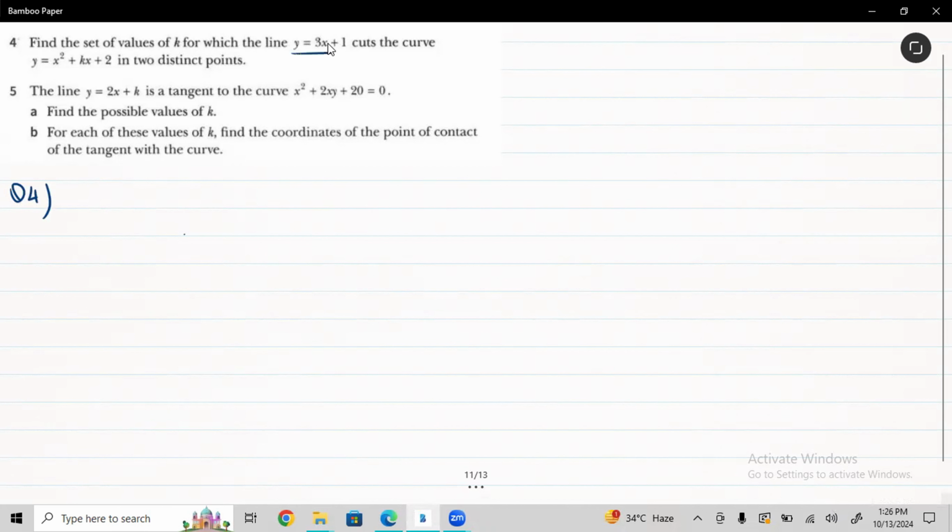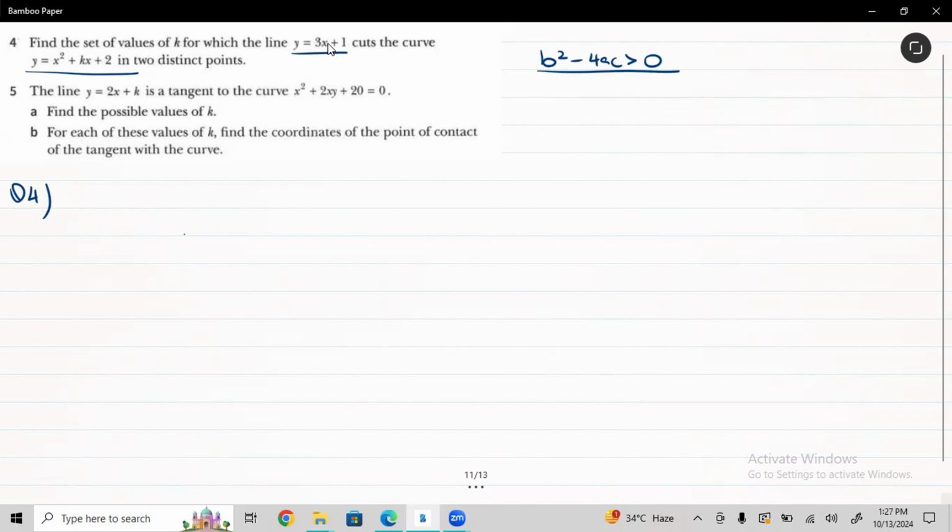we have two equations again. What they're telling us is that we have to find the values of the constant k for which the line is cutting the curve at two distinct points. Again, when we are cutting something at two distinct points, our discriminant b squared minus 4ac would be greater than 0. So keep that in mind when solving this question.